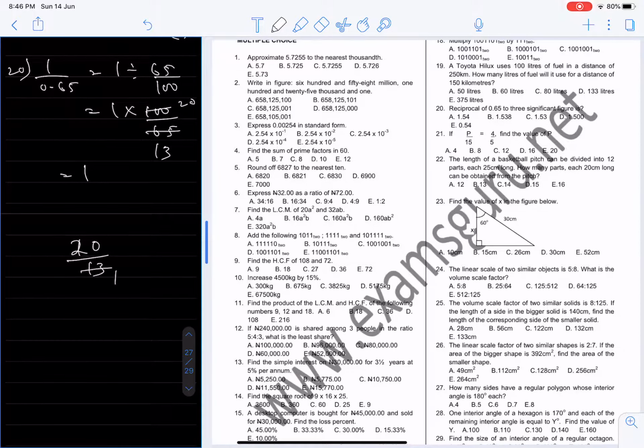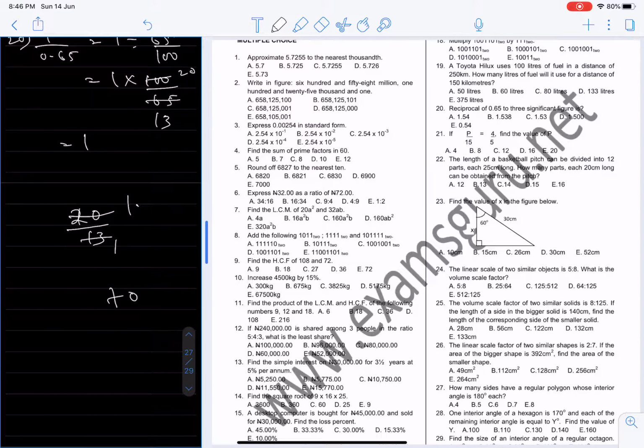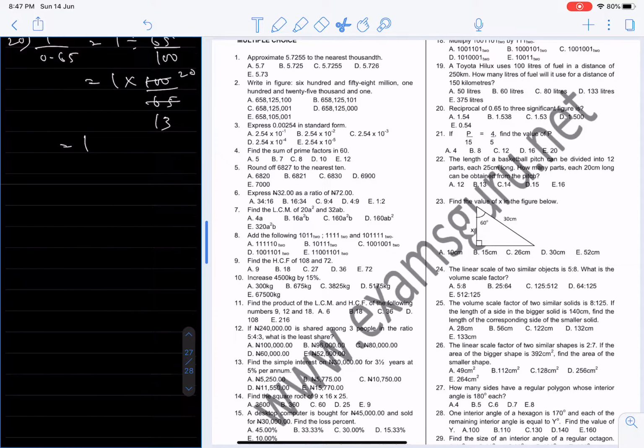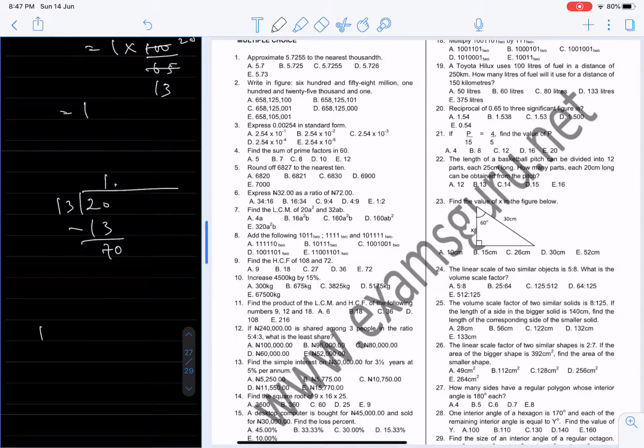20 divided by 13. 13 in 20 is 1. 13 times 1 is 13. You have 7. 13 in 7 is impossible, so add 0 and put a point here. 13 in 70: what's 13 times 6? That's 78, too much. 13 times 5 is 65. We subtract and then we have 5.